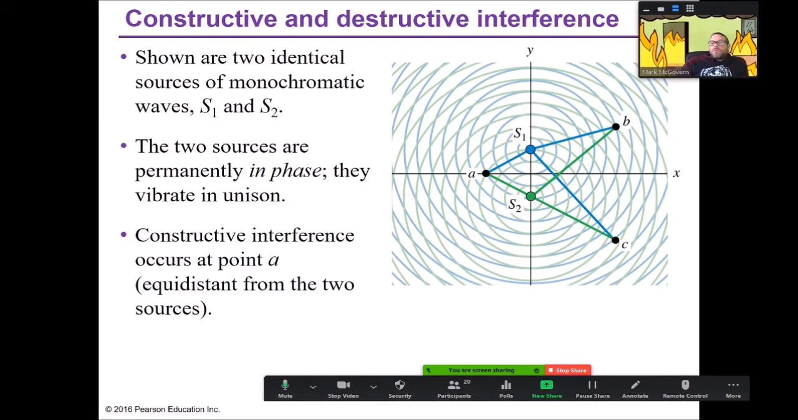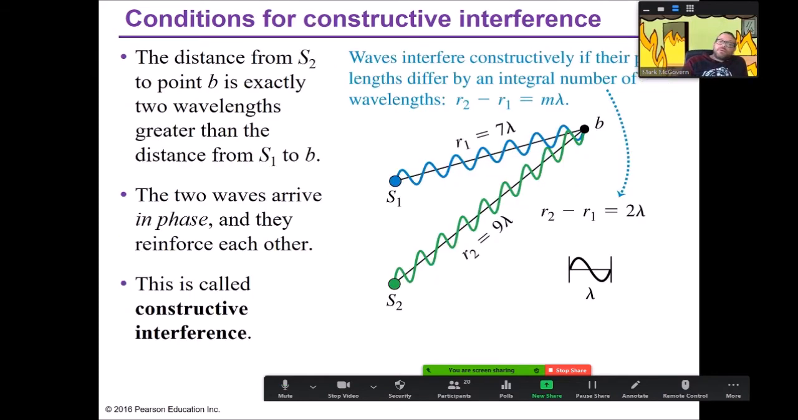Now let's go back to point C here. Now you see what's going on with point C. Point C is at some kind of intermediate point. It's almost in the middle of the crests that come from source 2, and it's a little bit past one of the crests for source 1.